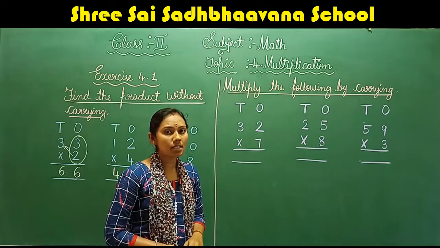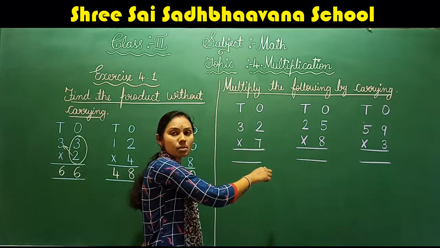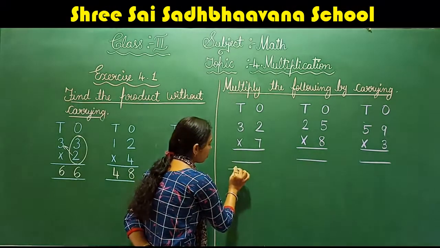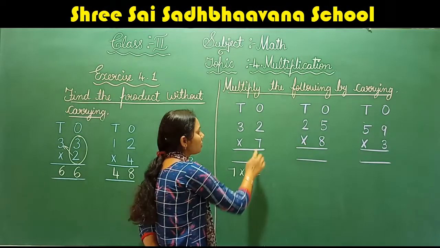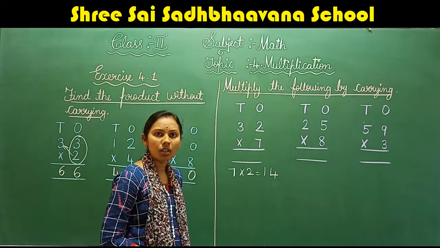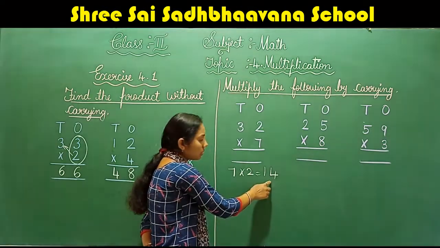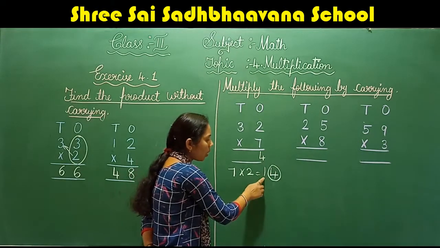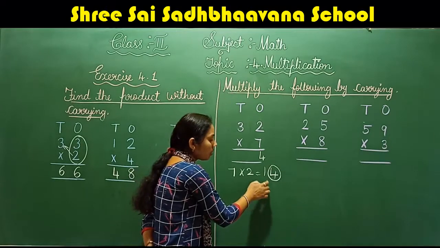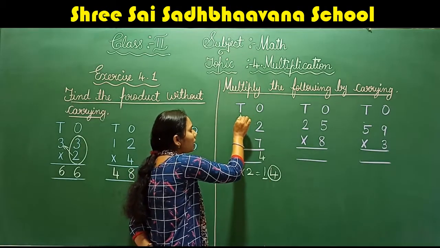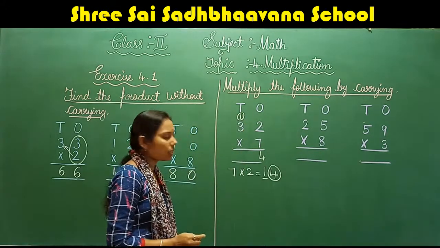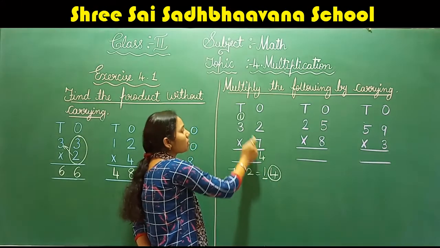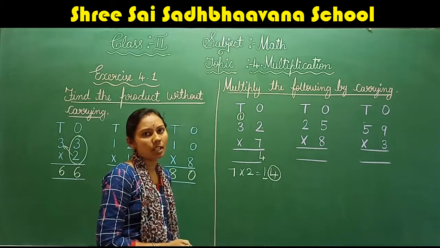First, we are going to multiply the ones place. What numbers can we see in the ones place? 2 and 7. So you are going to multiply 7 twos. 7 twos are how much? 7 twos are 14. Children, you are going to write this 4 in the ones place. That is 4 ones. This 1, what you are doing? You are going to give it as a carry in the tens place. Understood? 7 twos are 14 you got. This 4 ones we are writing in the ones place. This is 1 ten, so we are writing that as the carryover.